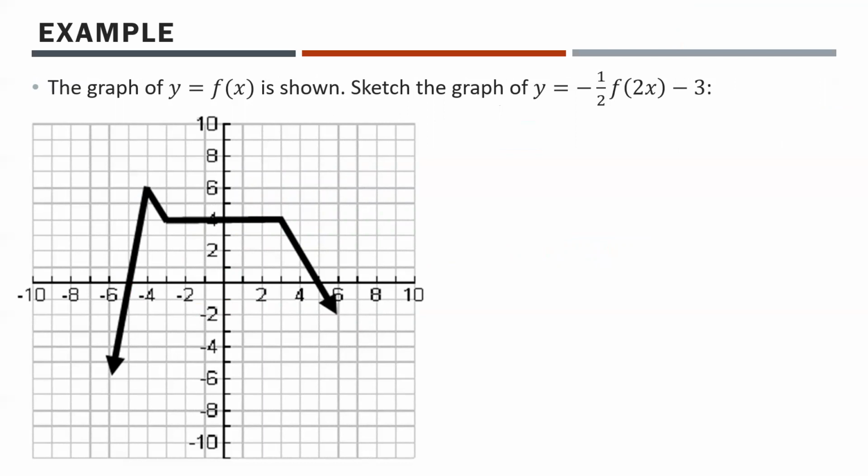The graph of y equals f of x is shown. Quite a weird graph there, right? Now it says sketch the graph of y equals -1/2 f of 2x minus 3. If you want to try this one on your own, go ahead. But other than that, I'll go over it.